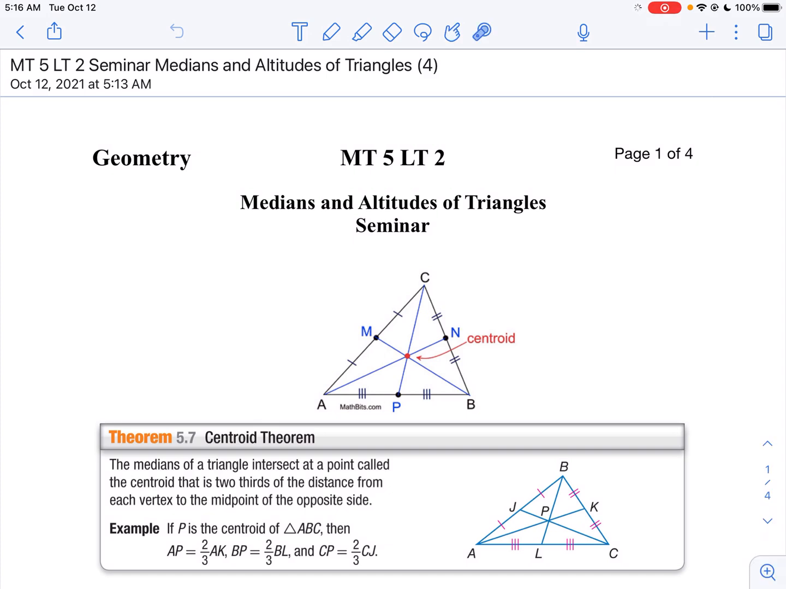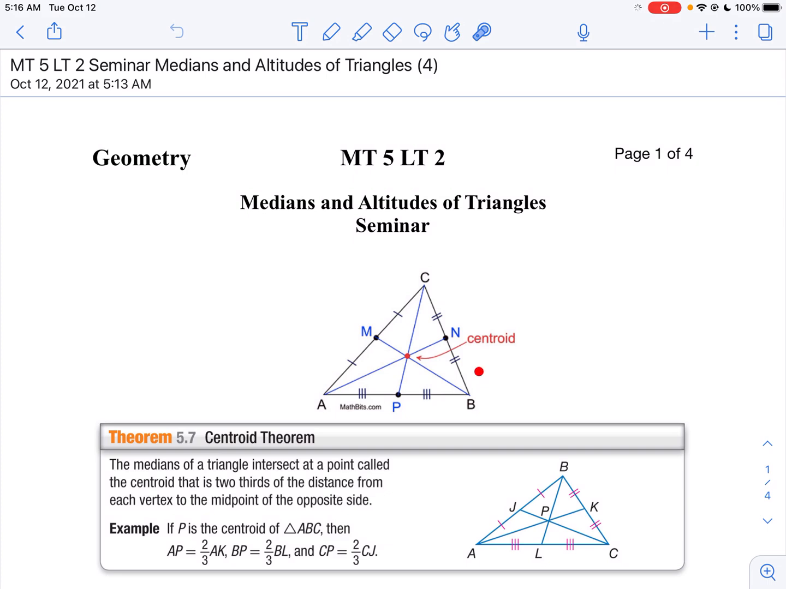A median is a segment that connects the vertex to the midpoint of the opposite side. See how it bisects that opposite side? We don't care about the angle, but it connects the midpoint of one segment to the vertex of the opposite side. The point of concurrency, where all three lines intersect, that's called the centroid. This is the true balancing point of your triangle.